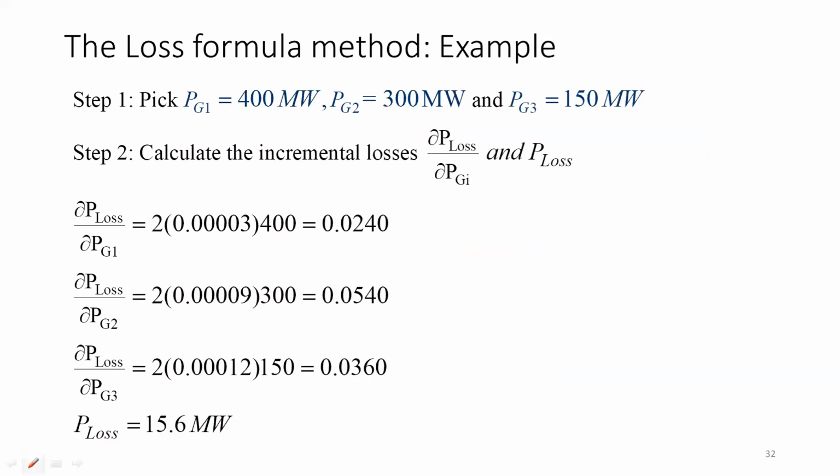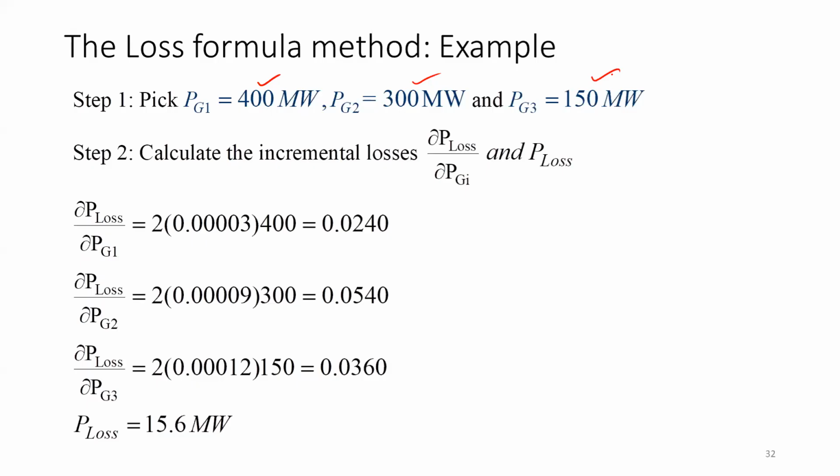It will be way more clear when we go for examples. So what is the value we are picking? We are picking PG1 equal to 400, PG2 equal to 300, PG3 equal to 150. Remember, there is no restriction on how you pick your PG1, PG2 and PG3. If you want, you can pick 005. I don't have a problem with that. If you want, you can pick 000. Anything you want.